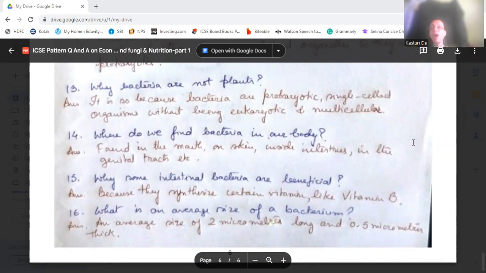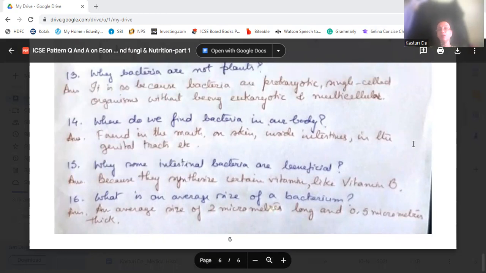Why are some intestinal bacteria beneficial? Because they synthesize some vitamins, like vitamin B. What is the average size of the bacterium? Average size is 2 micrometers long and 0.5 micrometers thick. Such small is the bacteria, some of which are present inside our body also.